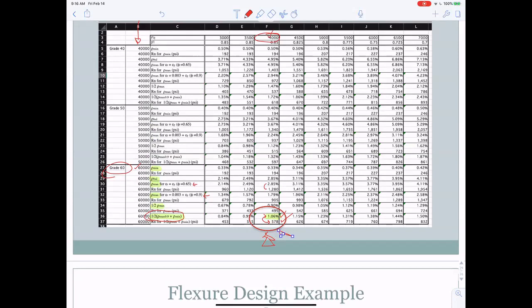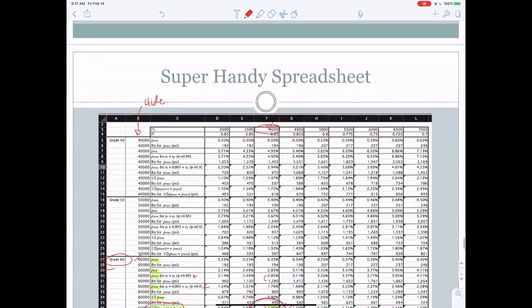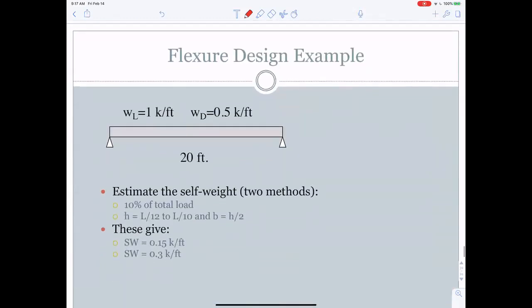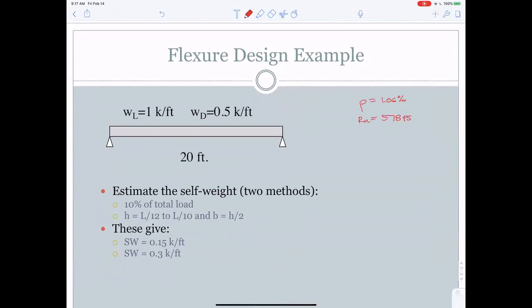Oh, let me try that again. Rho is 1.06% and RN is 578 for RN. There you go. Let's continue. So here's the problem, and I'm just going to write over here. Rho is 1.06%, RN is 578 PSI because we've picked the concrete and steel.